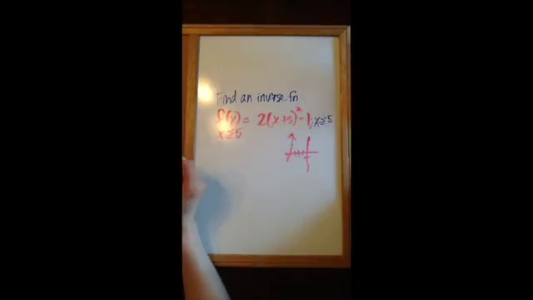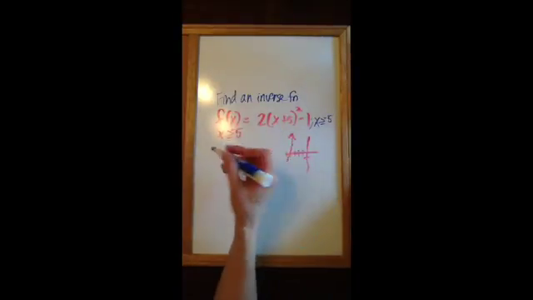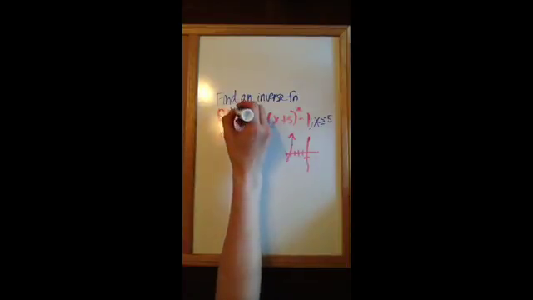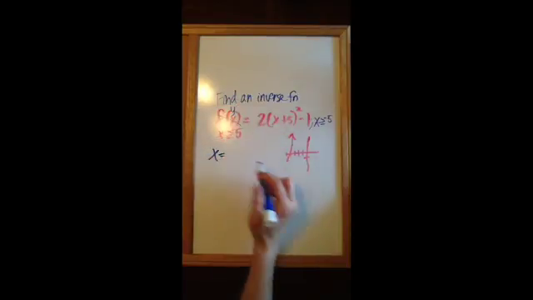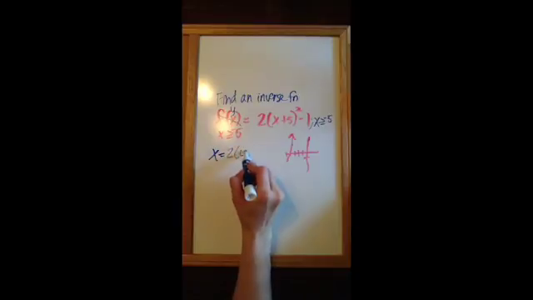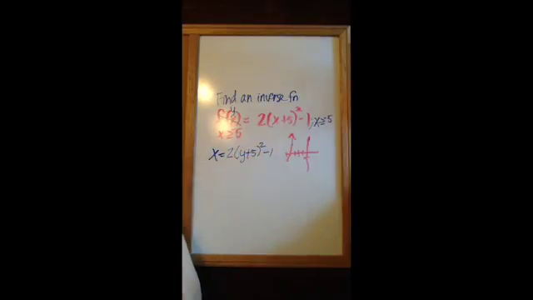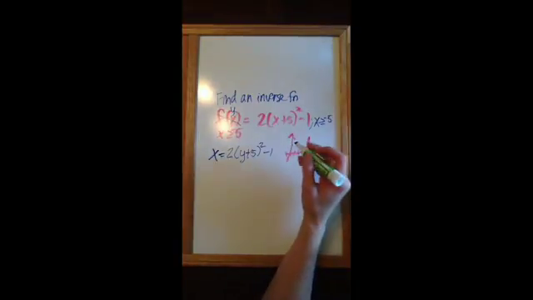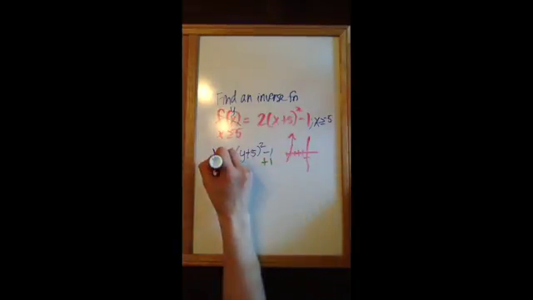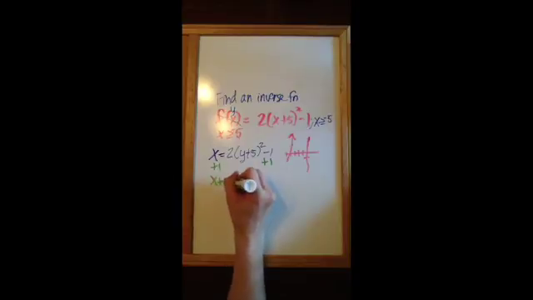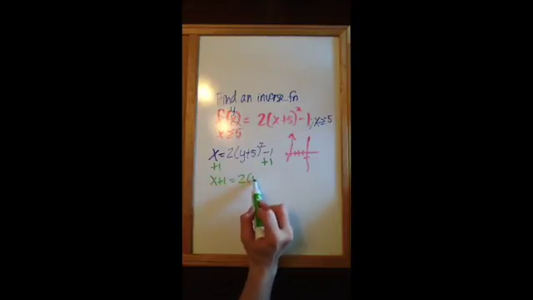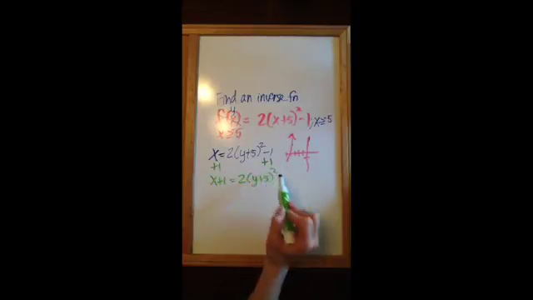Okay? So I'm still going to start the process by switching x and y. So this was really y, so it becomes x equals 2 times y plus 5 squared minus 1. So I'm going to do adding and subtracting first, so I'm going to add the 1. So now I have x plus 1 equals 2 times y plus 5 squared.